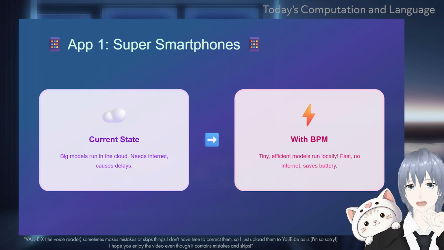There's always a slight delay when you ask a question, but then, companies can take the immense knowledge from multiple massive cloud models and distill it down into a tiny and highly efficient model that runs completely on your device. You would get lightning fast and incredibly smart responses without needing the internet at all, and it would save a ton of battery life. This could revolutionize how we interact with mobile devices daily.